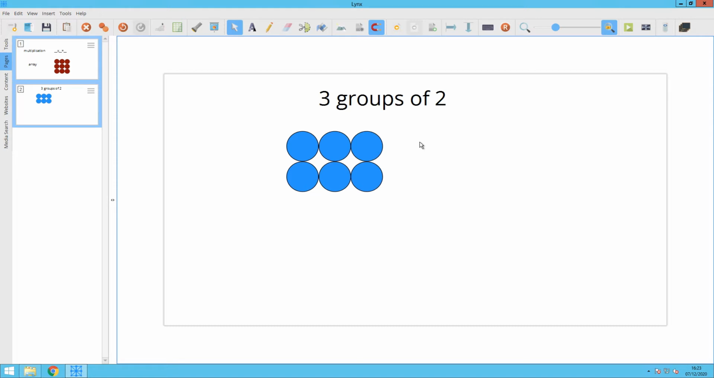Now I'm ready to move on to writing my addition, my repeated addition number sentence. So because I know that there are 2 in each group, I'm going to add 2 over and over. So I'm going to do 2, add 2, add 2. Because there are 3 groups of 2, so I need to add 2 3 times, equals.